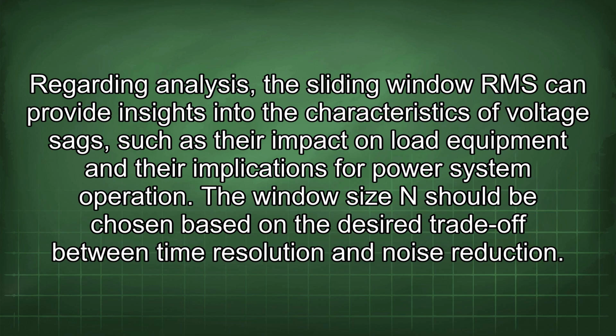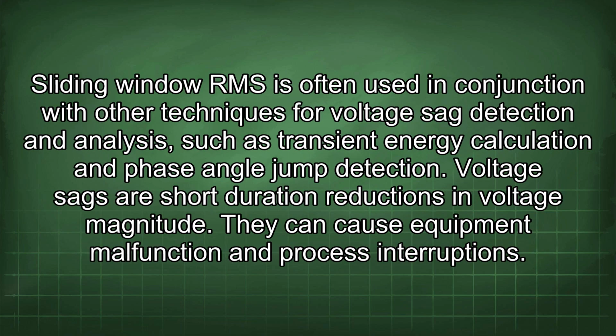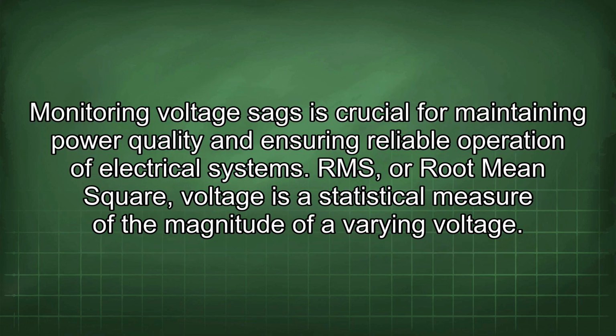The window size N should be chosen based on the desired trade-off between time resolution and noise reduction. Sliding window RMS is often used in conjunction with other techniques for voltage sag detection and analysis, such as transient energy calculation and phase angle jump detection. Voltage sags are short-duration reductions in voltage magnitude. They can cause equipment malfunction and process interruptions. Monitoring voltage sags is crucial for maintaining power quality and ensuring reliable operation of electrical systems.